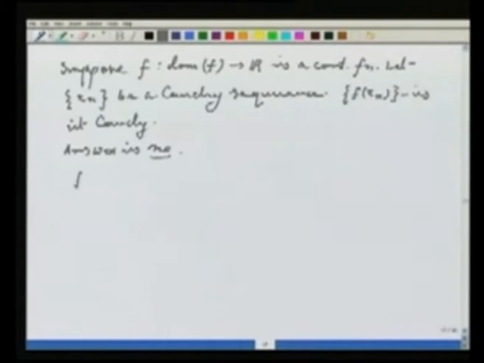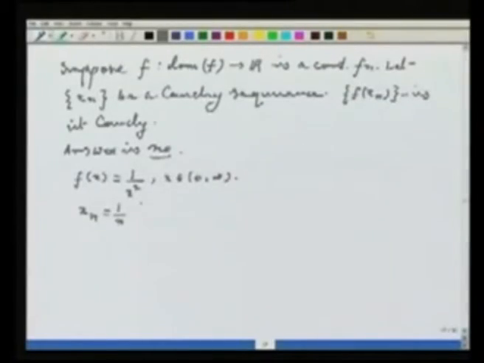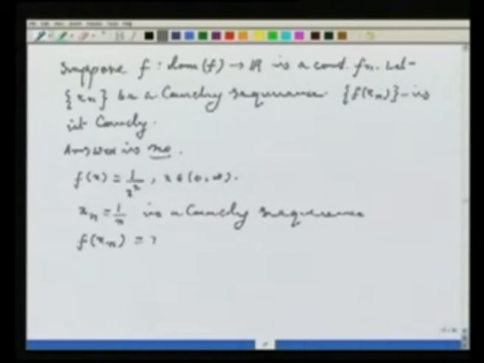Well, I look at this function f(x) equals 1 by x square, where x belongs to (0, infinity). I look at this sequence xn equals 1 by n. Then this sequence is contained in the domain of f certainly, and also is a Cauchy sequence. But then what is f of xn? f of xn turns out to be n square, which is an unbounded sequence.